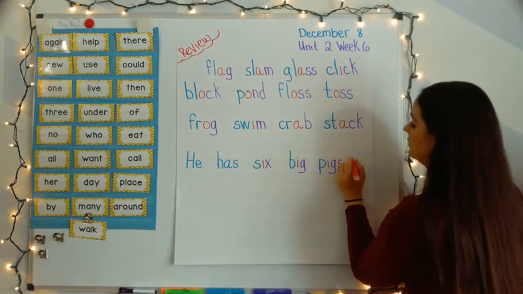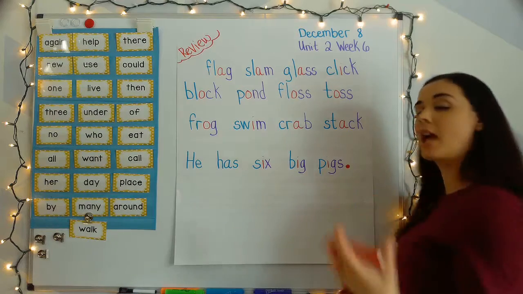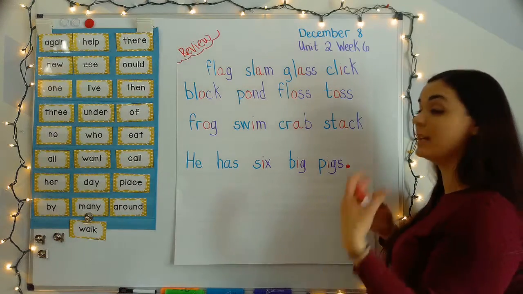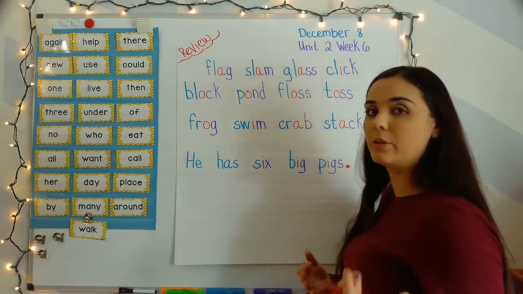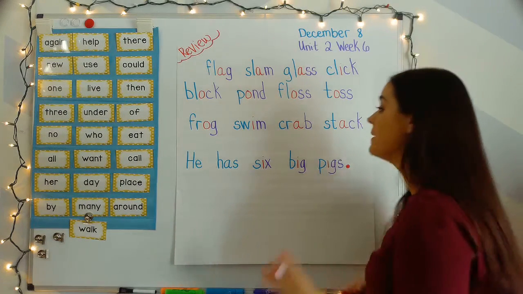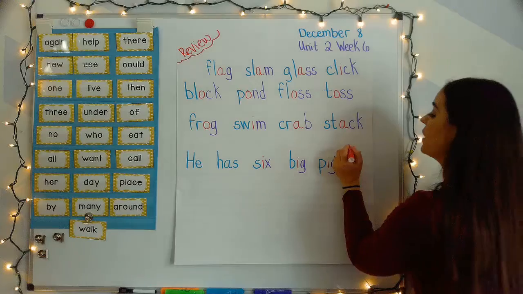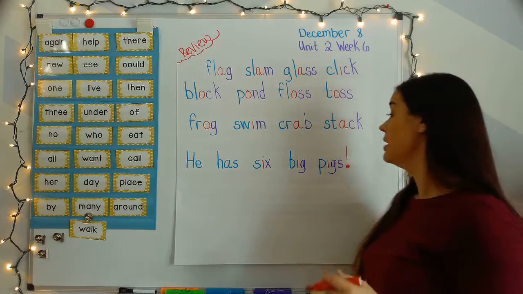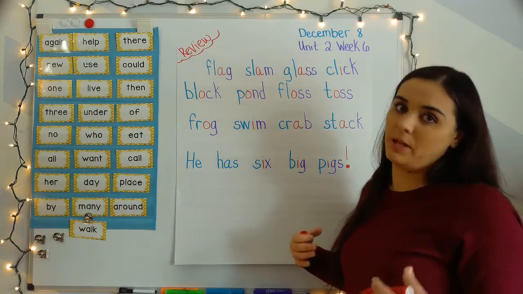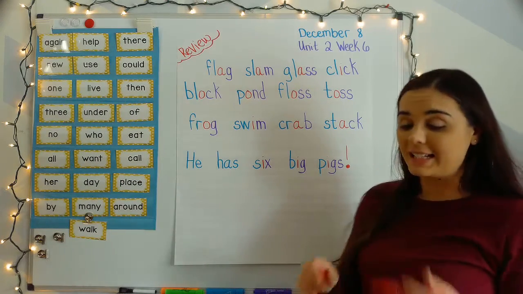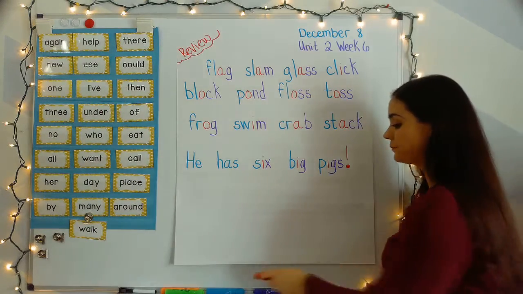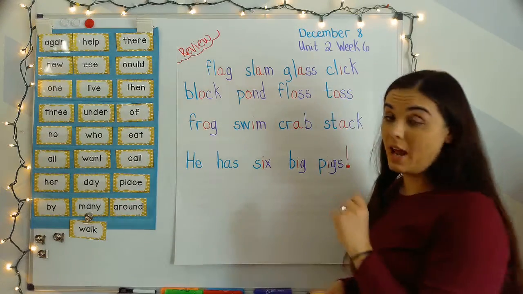So this sentence will have either a period, just as a telling sentence, it's telling what he has. He has six big pigs. Or if you're saying it with a whole lot of oomph because you're surprised that he has six big pigs, you might have an exclamation point. Like, what? He has six big pigs. He doesn't just have one. I only have one big pig, but he's got six of them. Can you believe it? Okay, let's do nouns.